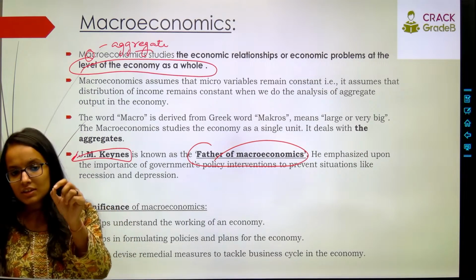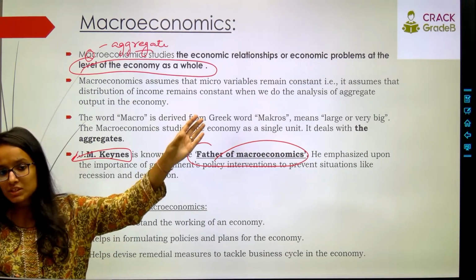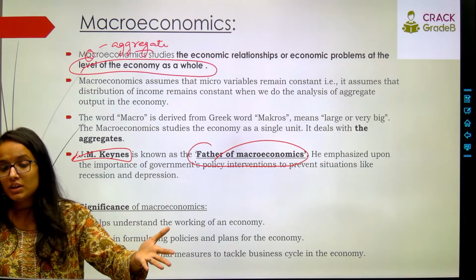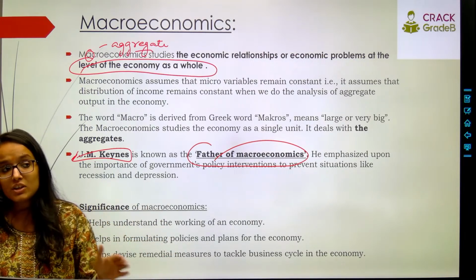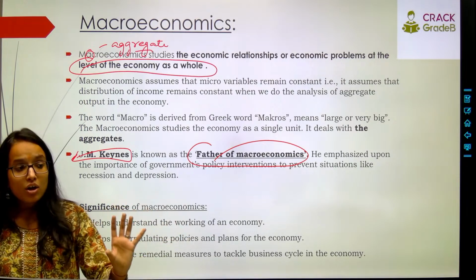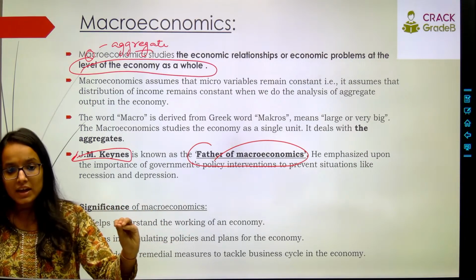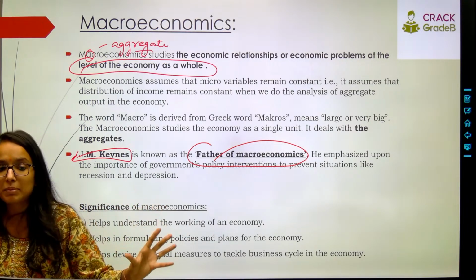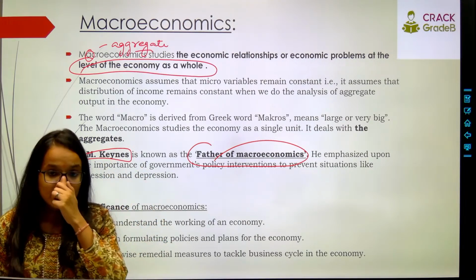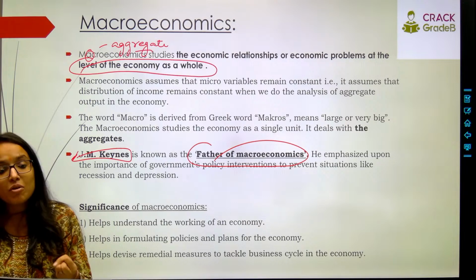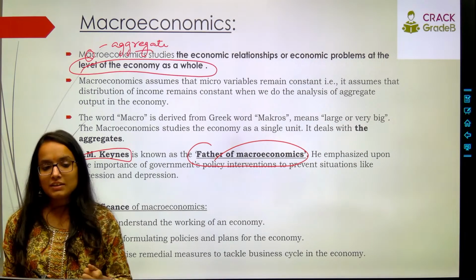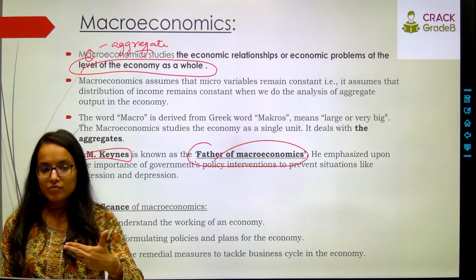Now remember this, there is a difference between Adam Smith's approach and Keynesian approach. Okay, Adam Smith has always propounded for less government intervention or no government intervention in an economy. According to him, economy works best when it is left into the hands of demand and supply or into the hands of market. But when we talk about Keynes, Keynes has emphasized on government's policy interventions. Yes, policy interventions for the development of an economy.